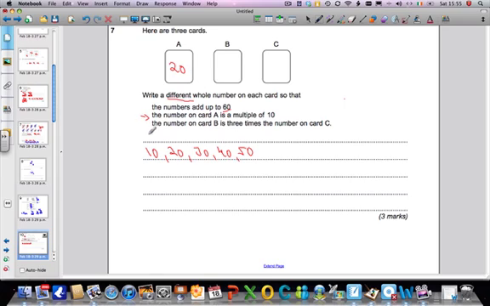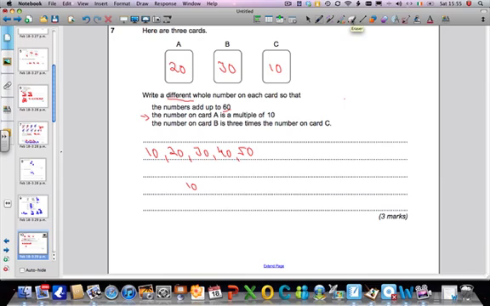Right, and with a little bit of thought, suppose we chose A to be 20, can I think now of two numbers that will add to 60, but that one of the numbers is 3 times the other? Well, suppose we chose C to be 10. If C was 10, that would mean B is 3 times the number on card C. That means B must be 30. 20 and 30 is 50, 50 and 10 is 60. And that's how we answer that question.